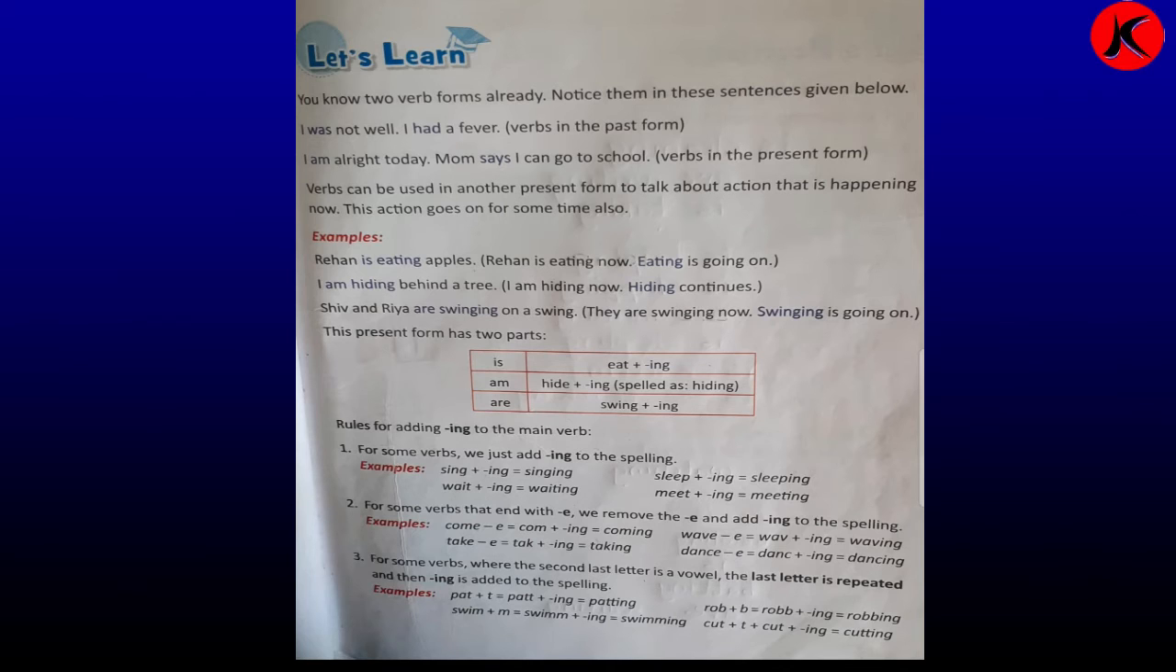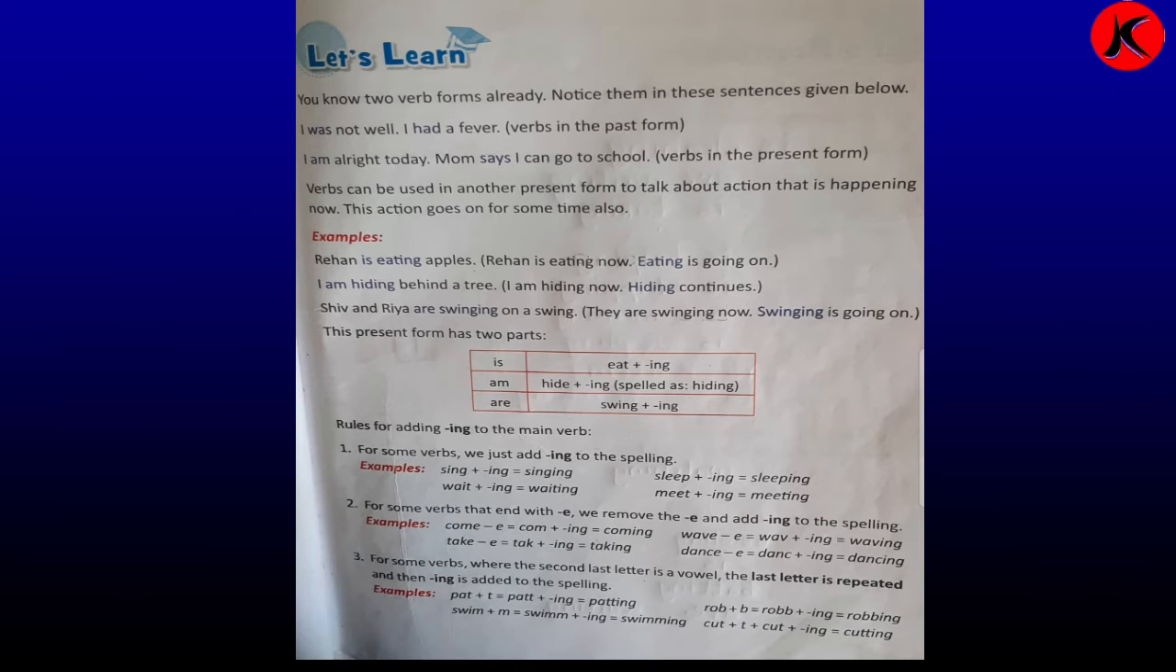Now for some verbs that end with E, जो E से end होते हैं हमें क्या करना है, उसे remove करके ING लिखना है. Suppose this example, COME, come. तो हमने क्या किया, E को remove किया, COM plus ING, तो क्या बन गया, coming.